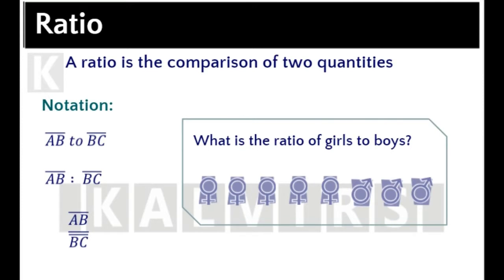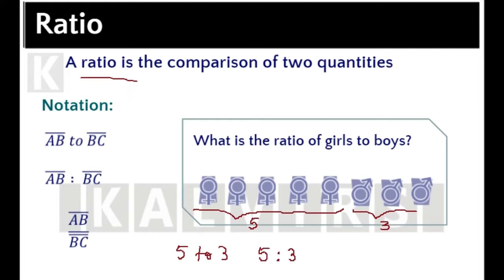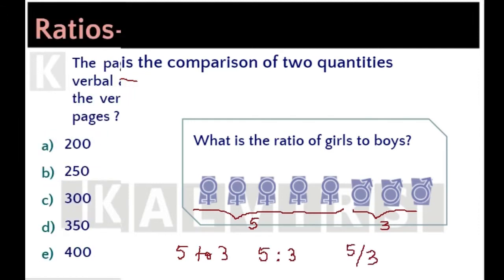Teacher at Kalvirs Consulting, and this is lesson 3, ratios, proportions, and work. A ratio is a comparison of two quantities by division. For the question in the chart, the ratio of girls to boys can be expressed as 5:3, or 5/3.